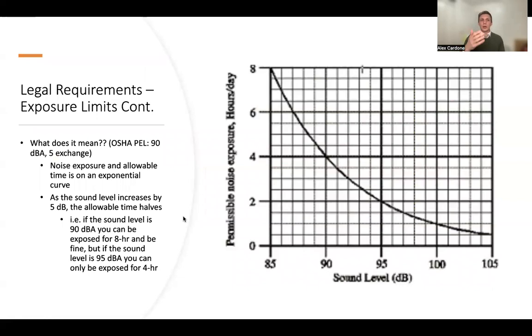What in the world are exchange rates? What are they? Why are they important? This graph on the right is illustrating the same thing we saw in that table a little while ago. The y-axis is the permissible noise exposure in hours per day, from 0 hours all the way up to 8 hours, the traditional workday. And the x-axis is the sound level in decibels, from 85 to 105.